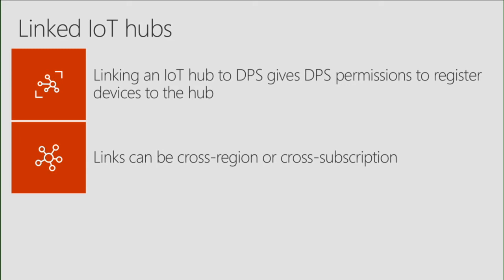Linking an IoT hub is how you tell the DPS it now has permission to register devices to this hub. And the best thing about this is that linked hubs can be cross-region from the device provisioning service, and they can also be cross-subscription. Going back to that multi-tenancy aspect, allowing this cross-region, cross-subscription gives a lot of flexibility to customers to configure how they want their devices to register and what type of solutions they're doing without having to deal with building their own intermediate glue and having that stand up all on its own.